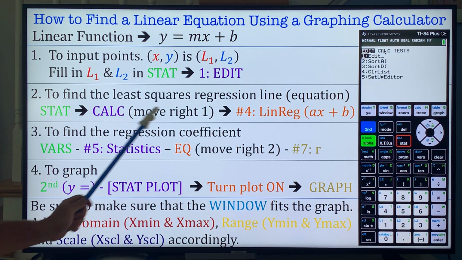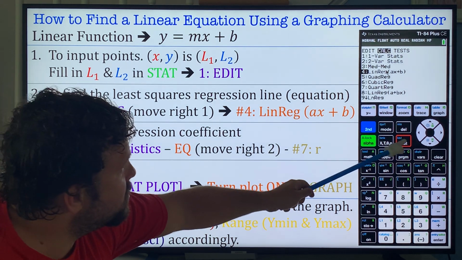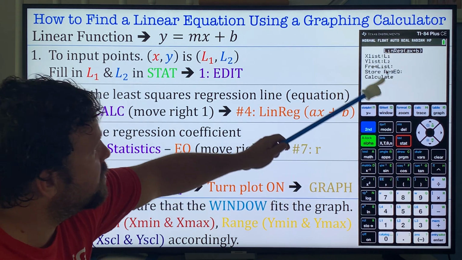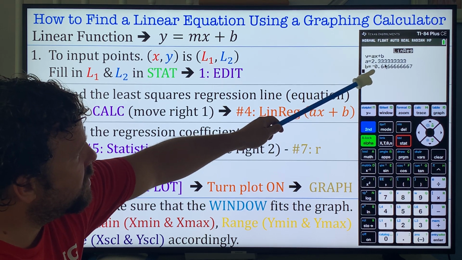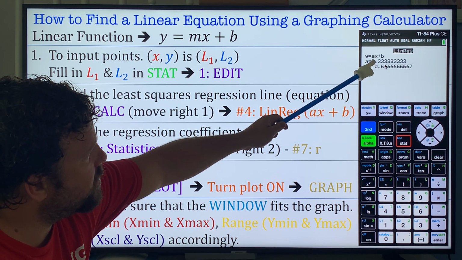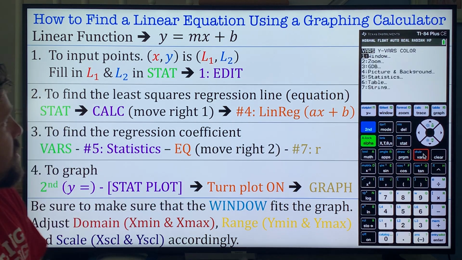Now, next thing, to find the least square regression line, you hit Stat Calc. So Stat, you go over one to Calc. Okay, you just click Enter through all those, and then you get your linear regression line. Now your A is right here. So this would be y equals 2.333x plus the 6 stuff.